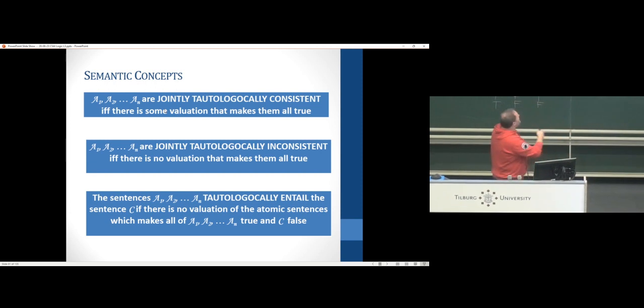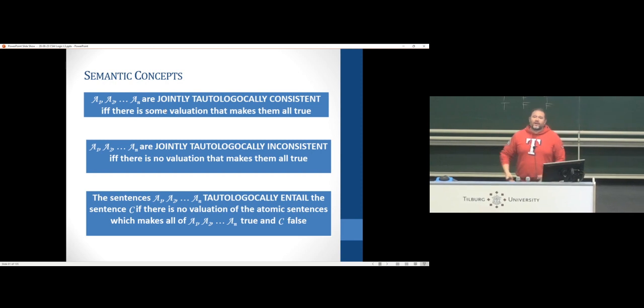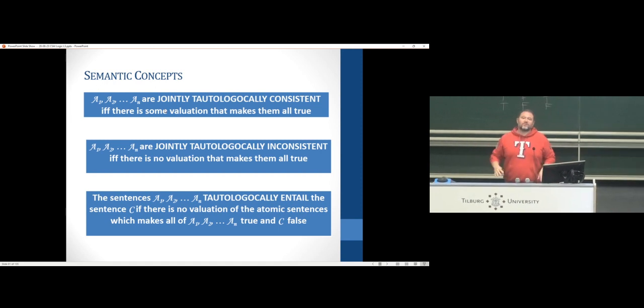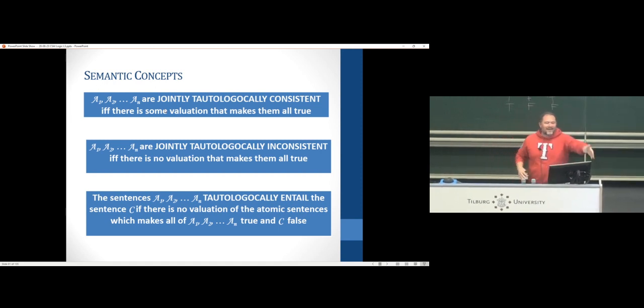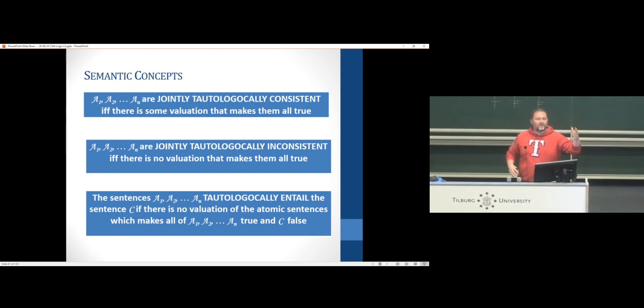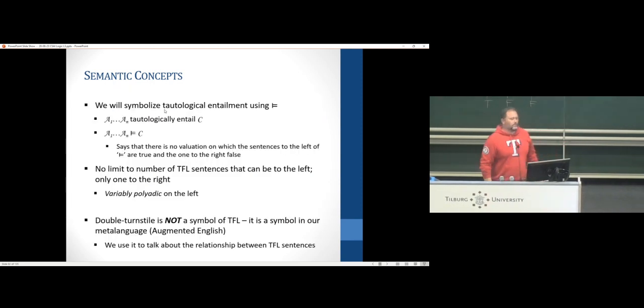So this is one of the key notions, right? So A1 through AN tautologically entail C, if and only if there's no valuation that makes A1 through AN true and C false, exactly mirroring validity. But importantly, defined in terms of valuations. That's why that notion of evaluation is the key. Everything is built out of it.